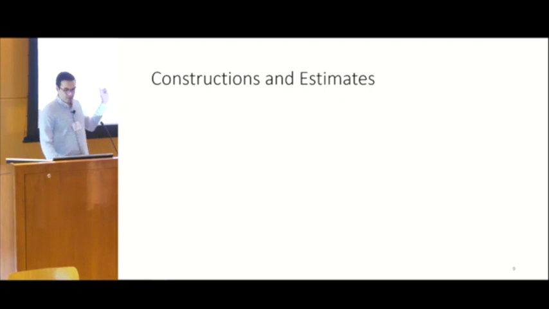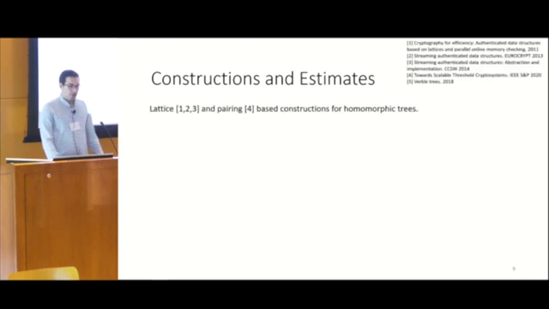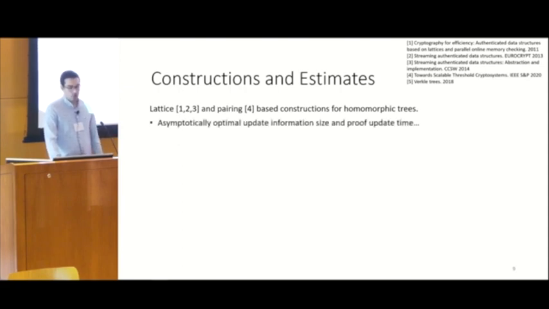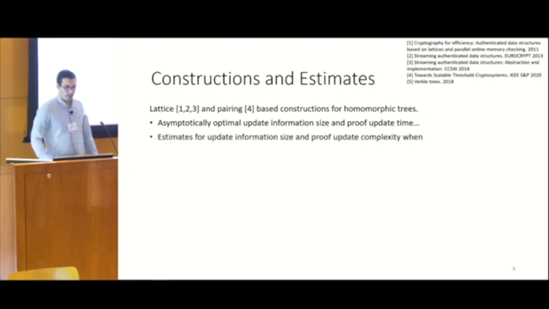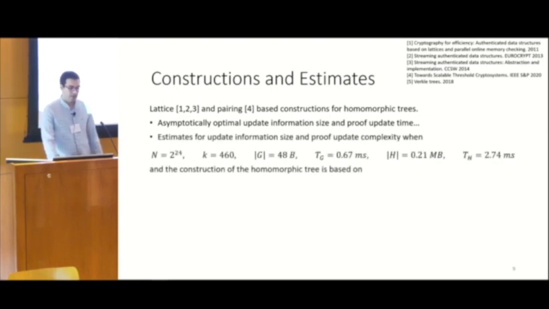So I listed 4 of them here. So 3 of them are lattice-based, and the 4th one is a pairing-based one. And if you squint hard enough, they all rely on a homomorphic tree. So again, they can achieve asymptotically optimal update information and proof update time. And how do the estimates look like when we, let's say, have a vector of 2 to the 24 elements, and when 460 of these elements are updated?